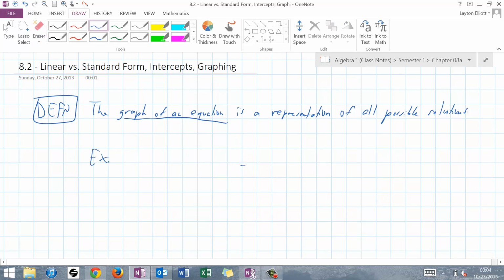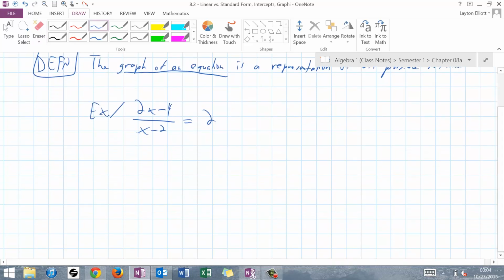If I have something like this, 2x minus 4 over x minus 2 equals 2, this has a very specific solution. I can get to that by actually doing a cross product, which you guys should more than realize by now. If you have two fractions that are equal to each other, their cross products are equal. So I get 2x minus 4 equals 2 times x minus 2. 2x minus 4 equals 2x minus 4. And that's the same on both sides.